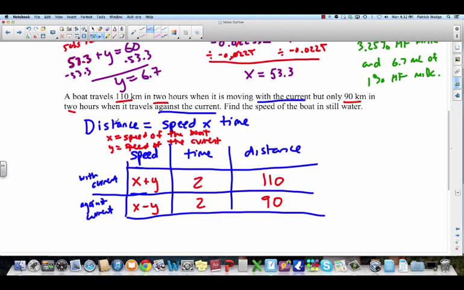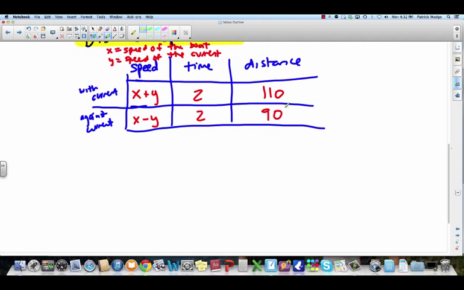What we need to do now is realize that distance equals speed times time. This equation right here. So that's literally what we're going to do. We're going to write our two equations as distance, 110, equals speed, x plus y, times time. And the way I'll write that is like this. If we want to multiply x plus y times 2, it's the same as 2 times x plus y. Okay, that's one of our equations. The other equation we have is distance, 90, equals speed, x minus y, times time, 2. And again, I'll just put it out front like that.